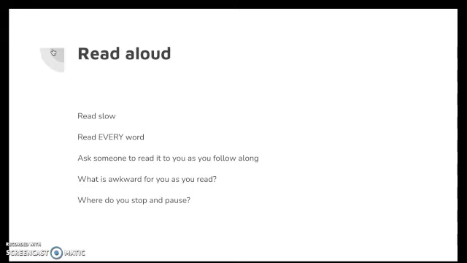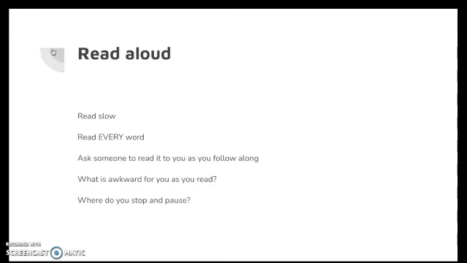Read it aloud. So this suggestion comes up all the time. If you read it slowly, if you read every single word, if you read it in your head, I know it sounds crazy to read aloud. It sounds sort of weird to do. Sometimes you don't want to listen to yourself read aloud. But if you read it aloud instead of in your head, you have to hear every word.